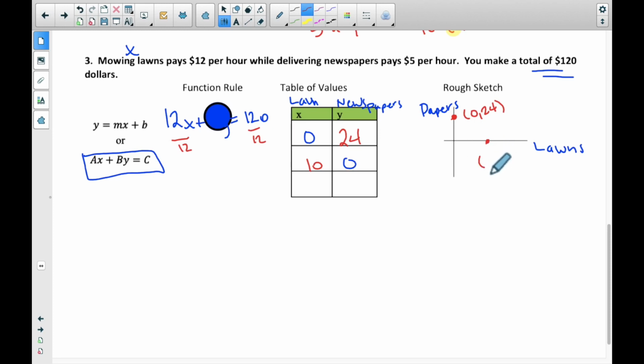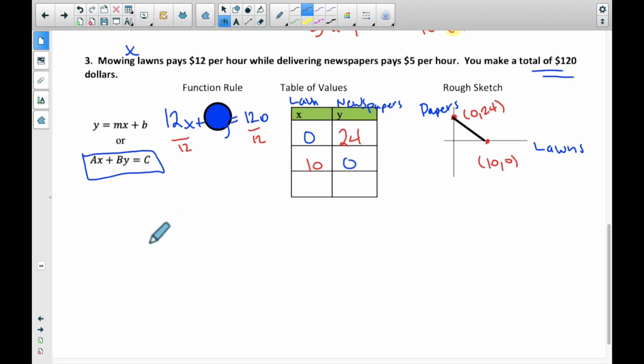And remember we said we were doing a rough sketch, so this doesn't have any increments on it. I'm just going to make my line here, because I really could count by whatever I wanted to count by. And I don't think we need to do a third point on this either.